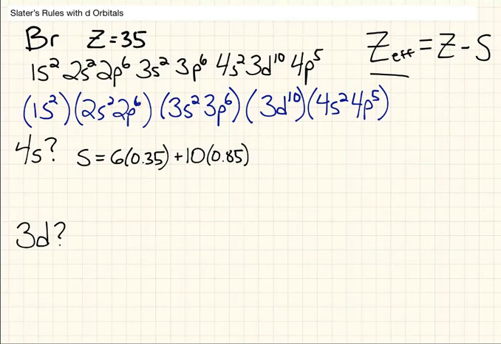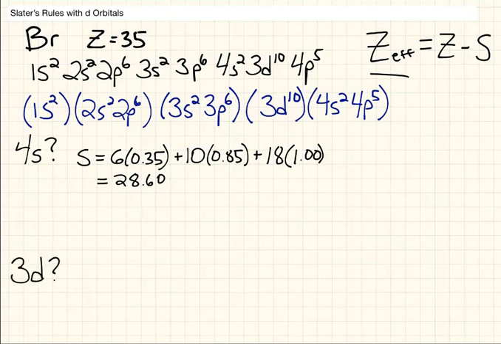So I will indicate that here I've got 18 electrons that are all shielding me completely. And what this equates to, if I do the math here, 6 times 0.35 and 10 times 0.85, 18 times 1, I will get a grand total of 28.60. Okay, so that's my shielding value, particularly for a 4s electron.